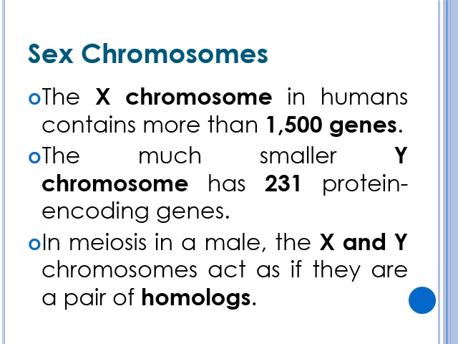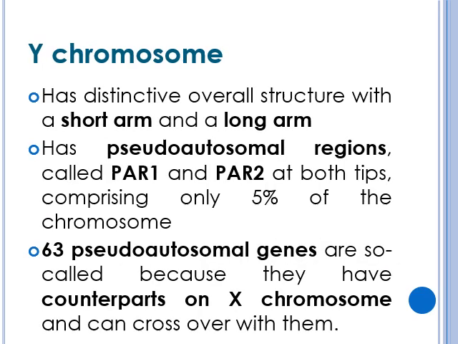So the X chromosome in humans contains more than 1,500 genes. The much smaller Y chromosome has 231 protein-encoding genes. So in meiosis in males, the X and Y chromosomes act as if they are a pair of homologs. The Y chromosome has a distinctive overall structure with a short arm and a long arm.